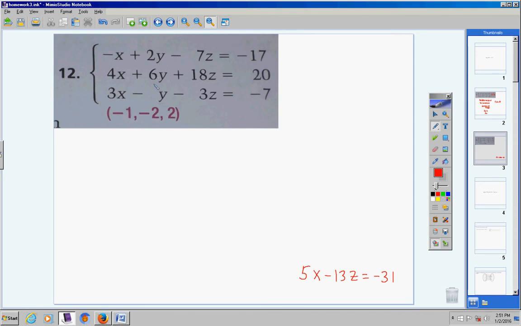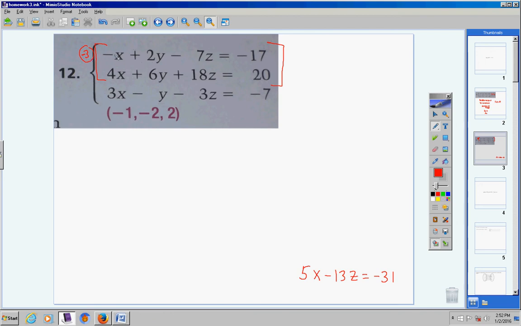I think I'm going to go with, I'm going to use my top two. Okay? Now, if I multiply this top equation by 3, that would give me a 6 right here. And that doesn't help, Jonathan, because a positive 6 and a positive 6 don't cancel. So I'm going to have to multiply by a negative 3. That would give me a negative 6 right here.